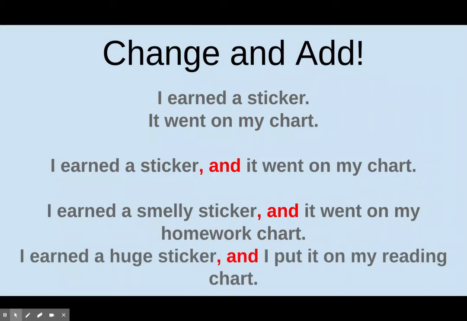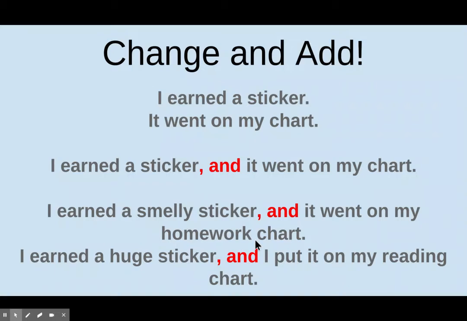All right, now this is kind of more a wow one. I earned a huge sticker and I put it on my reading chart. No, that's not really a wow, is it? It's still the very same thing. We just added huge instead of smelly, or reading instead of homework. And then I changed it, and it went on my homework chart, and I put it on my reading chart. So see how I changed the wording a little, but this is still a sentence. I put it on my reading chart. That's still, it went on my homework chart. That's still a sentence, okay?